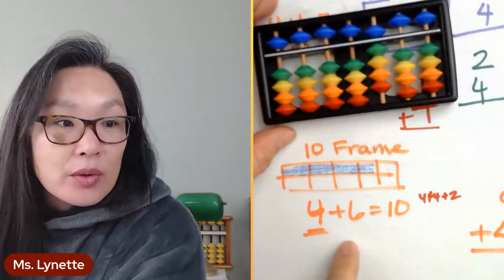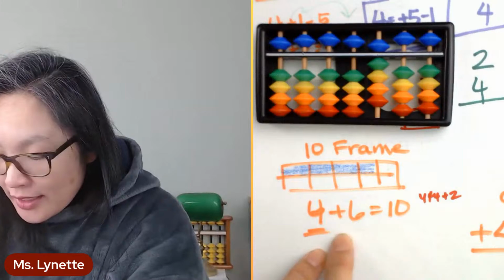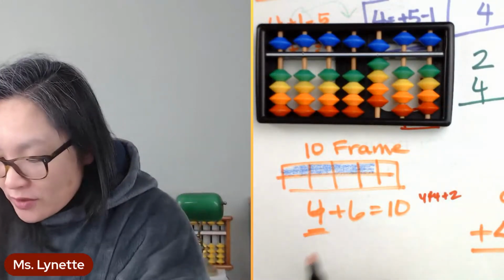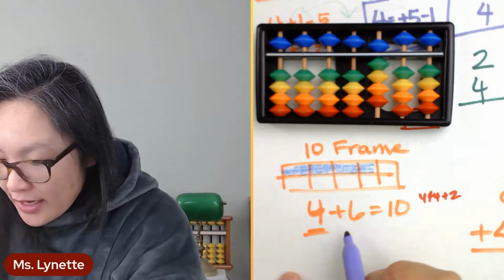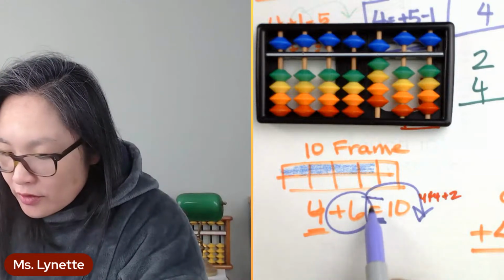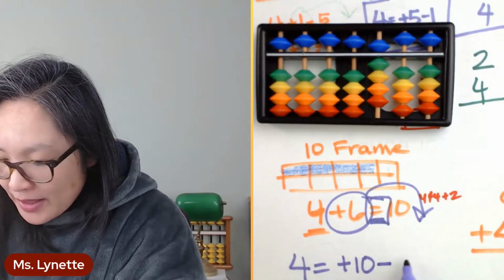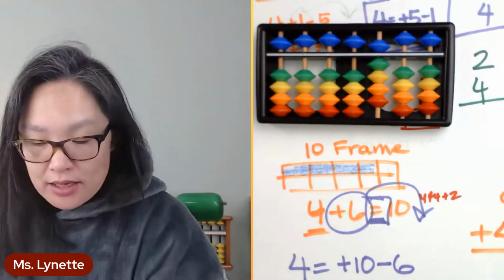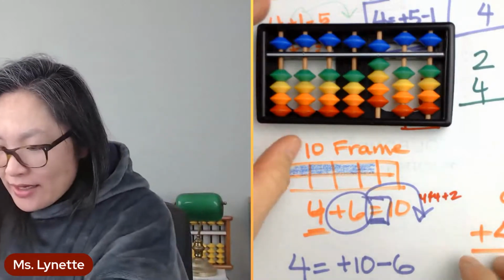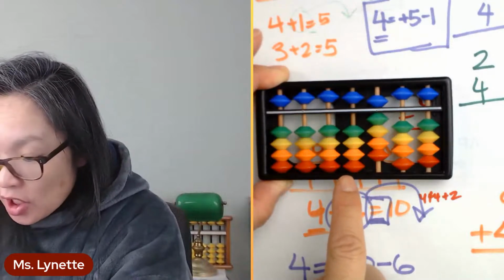The next thing is to do it with the plus 10, which is really quite interesting. If I switch this around, I think it's called the associative property. I move this 6 over to this side of the equation. I rewrite it: 4 is equal to plus 10 minus 6. We want to say plus 10 because we want to remind ourselves that we're adding 10. Why are we adding 10? Because this is how we start using it on the abacus. We add the 10 on this side.